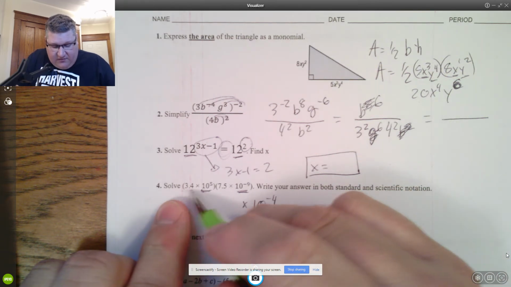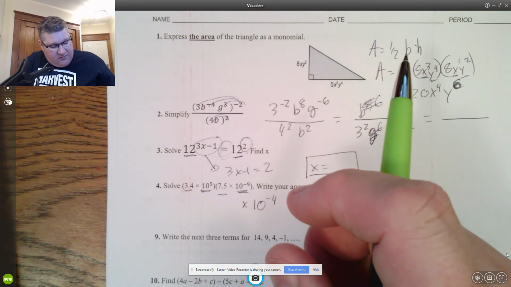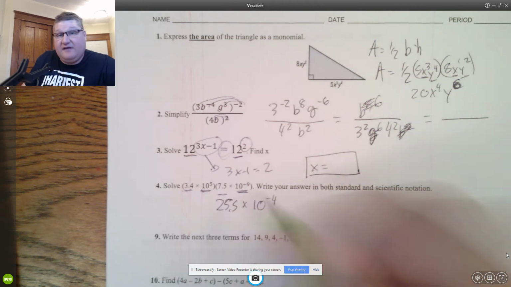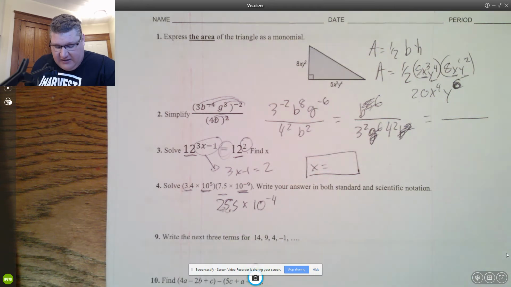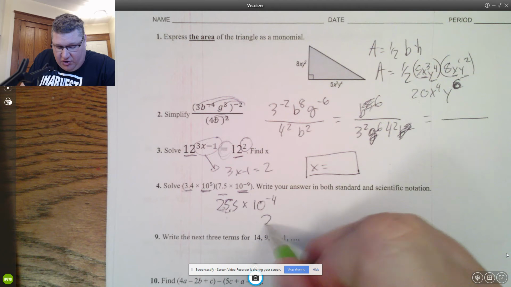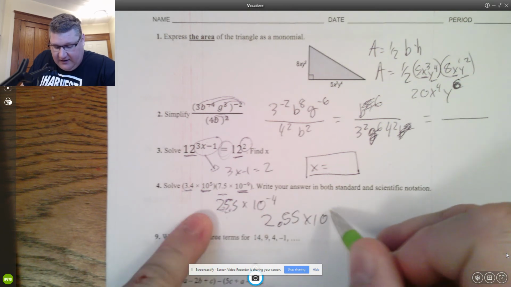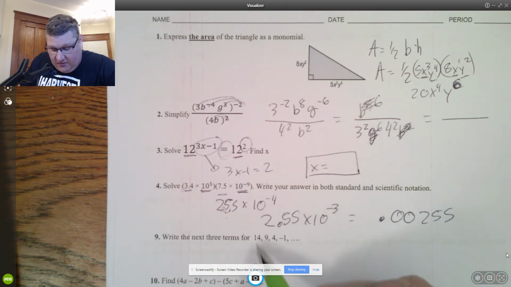But I have to take 3.4 times 7.5. Answer is 25.5, but I can't leave it like that because scientific notation says it has to go one spot in here. It has to be the first spot behind the first number. So that's going to be 2.55 times 10 to the, now because I moved it this way, negative third. In standard form, it's going to be 0.00255.